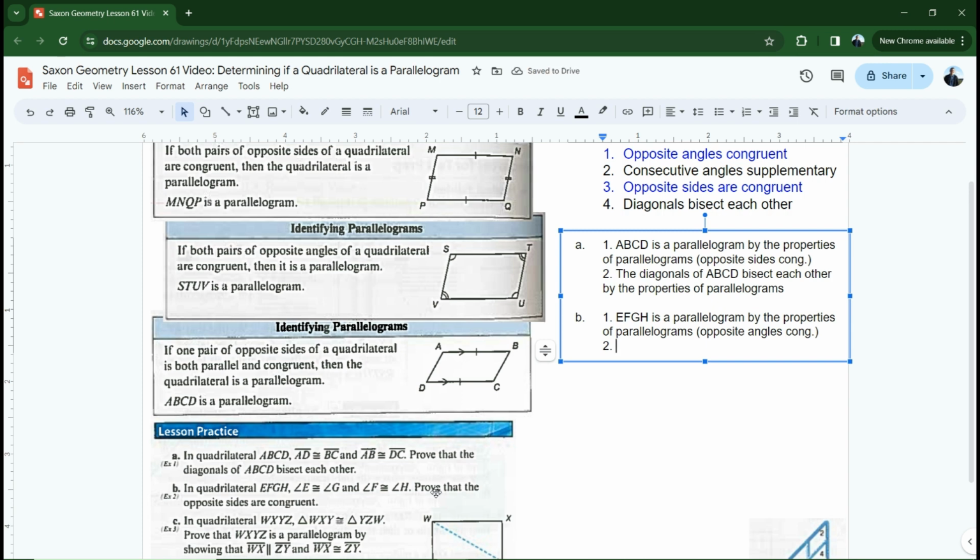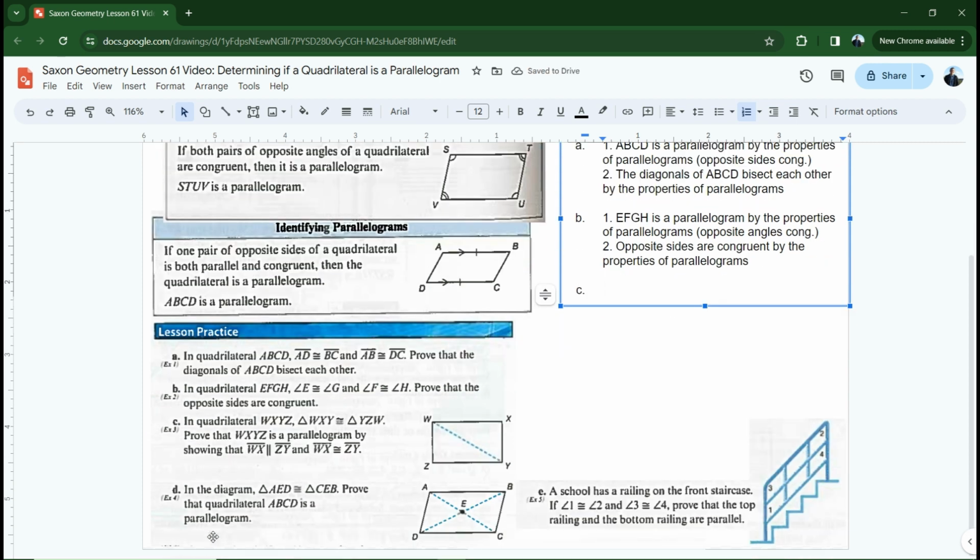And then I can just state, now that I've proven it's a parallelogram, I can state any of the other properties of parallelograms. In this case, I'm going to state that the opposite sides are congruent. I could be more specific and say EH is congruent to FG, EF is congruent to GH if I wanted to. I'm just going to state opposite sides are congruent by the properties of parallelograms. Easy, right? Well, not all of them are quite that easy. Let's take a look at letter C.